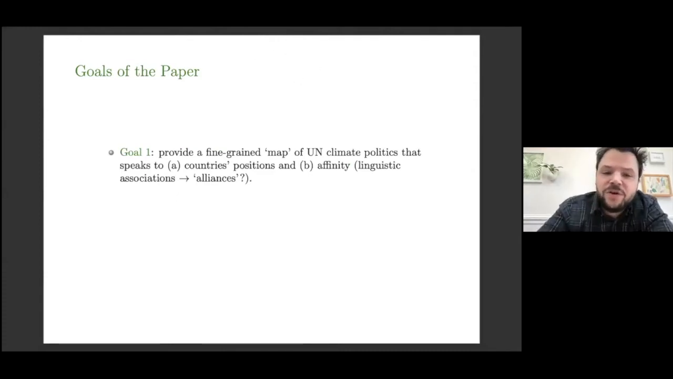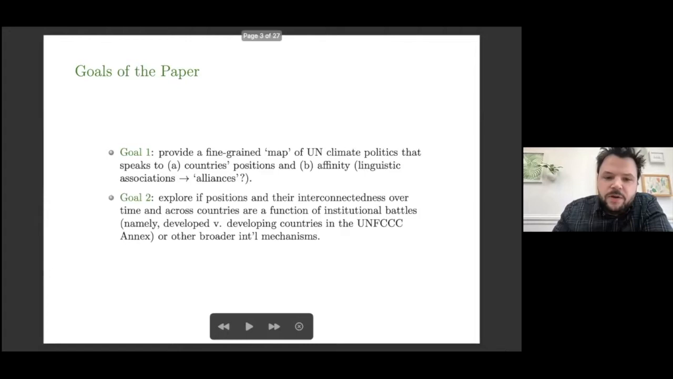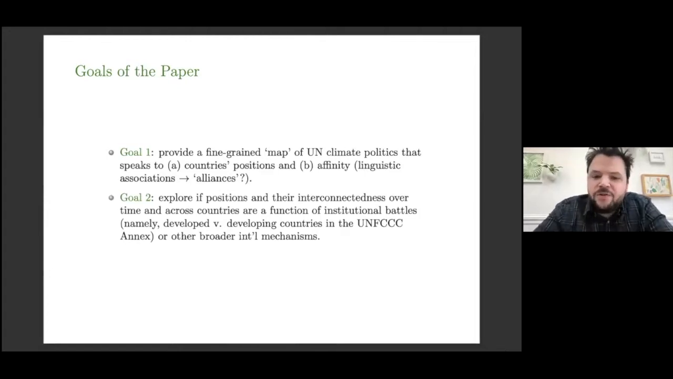Okay, so the first goal here is to provide a map of UN climate politics, where we measure and identify countries' positions, but also those positions relative to each other country. So what we try to do is find similarities between two separate countries, each country with each other, in the UN climate regime, and we do that using text analysis, which I'll get into in a moment. And then we're going to explore these positions and how they're interconnected across time and across countries.